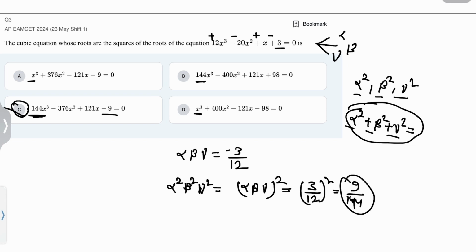So it's a very easy process. You don't need to find the alpha square beta square gamma square sums, just use the one trick: the product of roots, alpha beta gamma. That is a good question, just use your mind and solve it. It's an easy question, not a hard one.